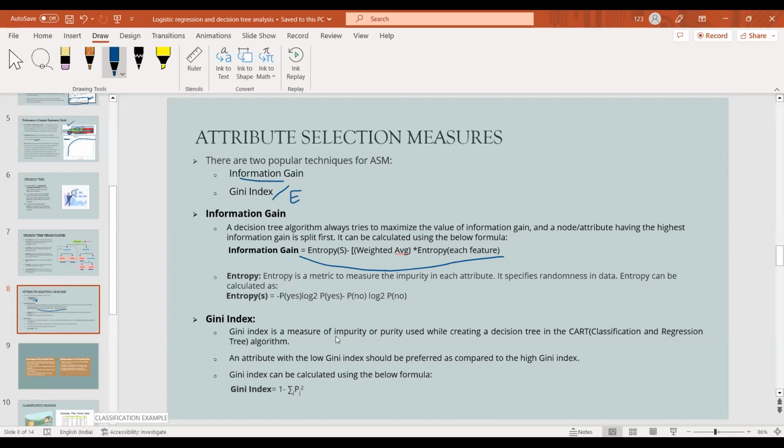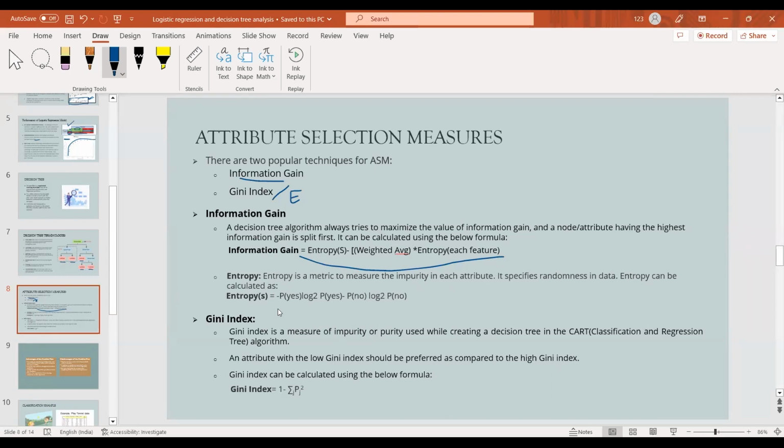the training data set over here, which is the play NS data set. And I had actually shown you the rough work, but it's fine. Basically, we are using this formula over here to find out the information gain. And entropy is basically a metric to measure the impurity in each attribute.